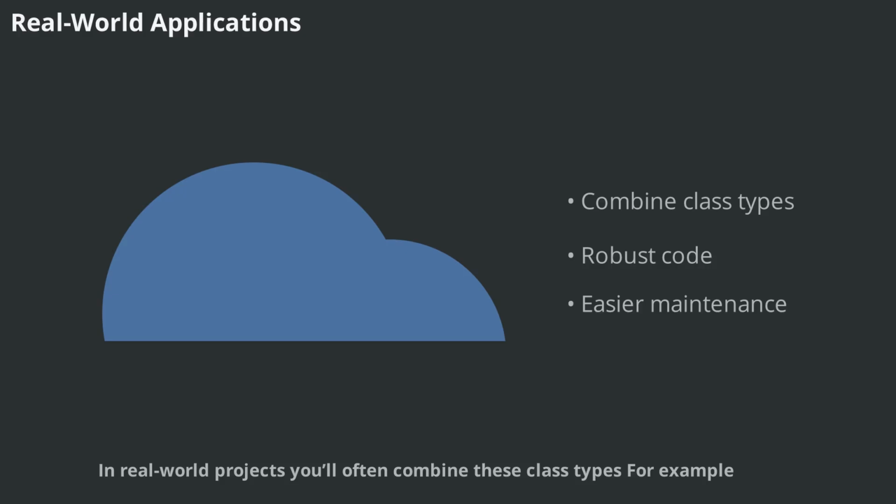In real-world projects, you'll often combine these class types. For example, you might use data classes for API responses, sealed classes for representing network states, and interfaces for defining common behaviors across different modules. Understanding how and when to use each type makes your code more robust and easier to maintain.